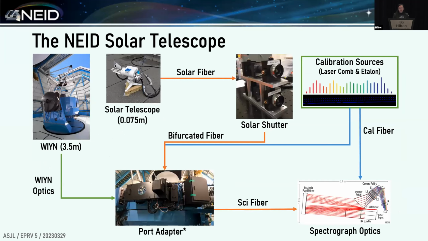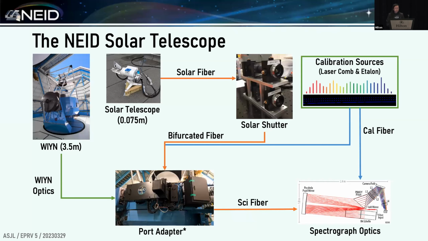Here I show the light path of the NEID solar telescope. Obviously we have a separate fiber run instead of from the 3.5 meter WIYN telescope that NEID sits on. But the majority of the light path is the same inside the NEID port adapter. These are injected into the spectrograph science fiber the same way, and from there they travel down the same fiber into the exact same optics. That allows us to tease out systematics that we see from the port adapter through to the spectrograph.